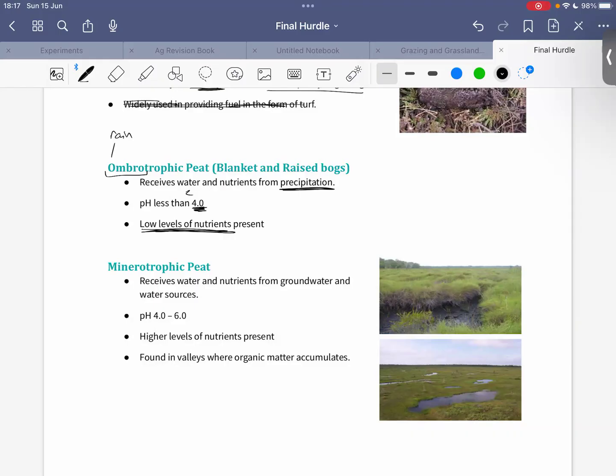Whereas our minerotrophic, when I hear miner, I hear minerals. So we receive our water and nutrients from the ground, from the minerals in our soil. Going to have a higher pH, so more minerals are going to be available, so a higher level of nutrients are going to be present. Found in valleys where organic matter accumulates.